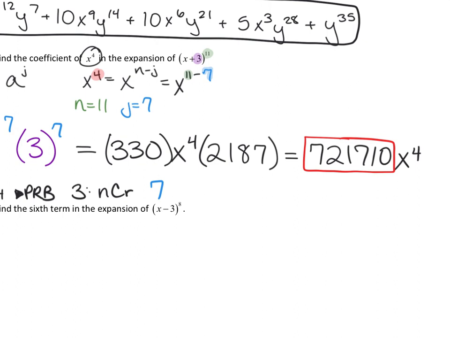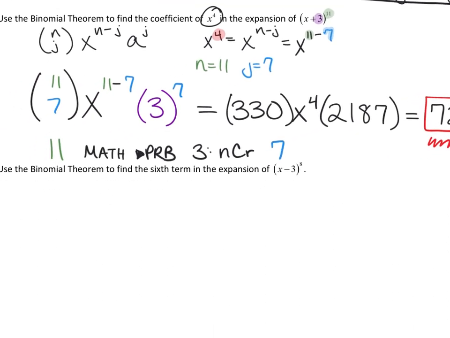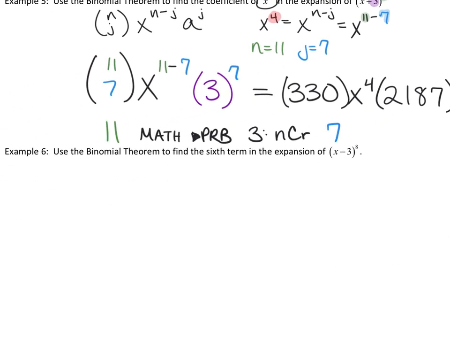Now notice it asked for the coefficient, not the term. So it just truly wanted the number here in front of x to the 4th. There's a different way to ask this question when it wants the whole thing, which is what's happening in the next one. It says use binomial theorem to find the 6th term. That means I want the exponent in everything. So not just the coefficient on this one. I want the entire 6th term.